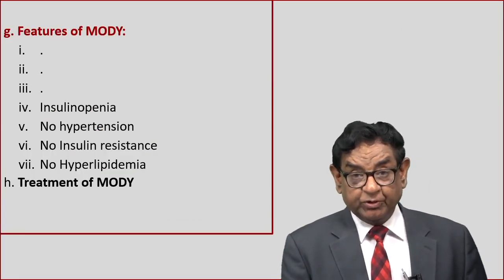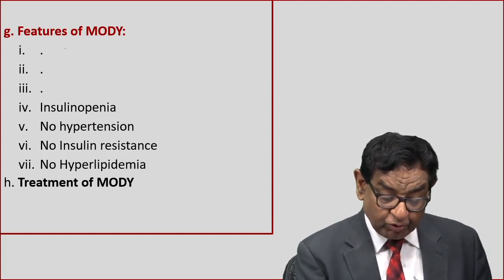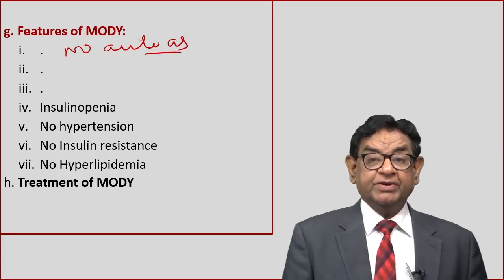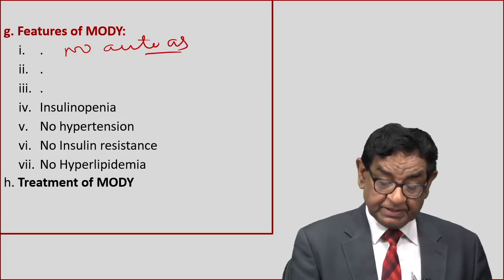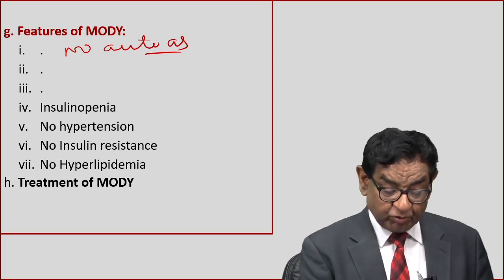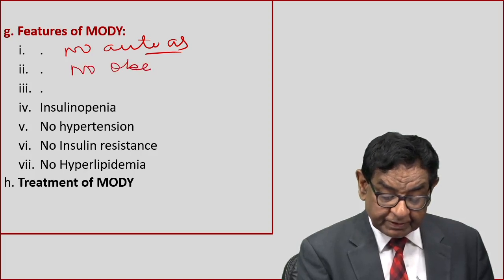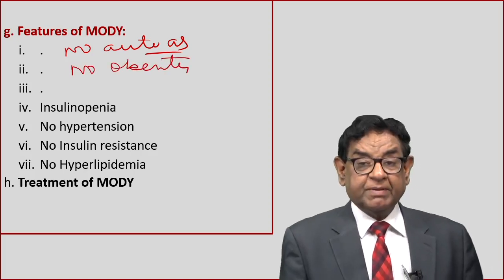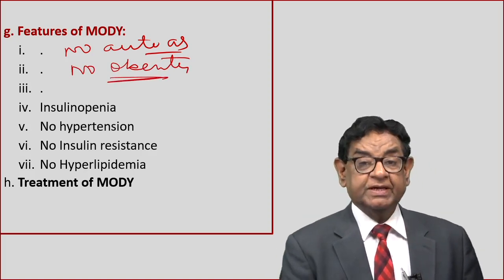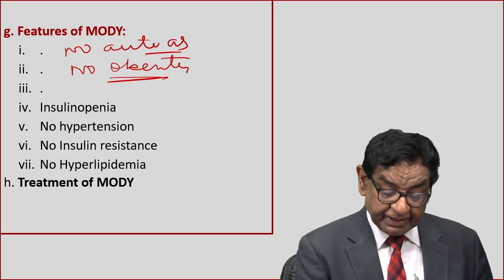Now what are the features of MODY? Remember I said kind of type 2 diabetes, but still remember there are no autoantibodies. This is one point which differentiates it from type 1 diabetes. Remember, it is occurring in the young patient. Even type 1 diabetes occurs in the younger patient, but has no antibodies here. No obesity. Again, remember, it's a kind of type 2 diabetes, but obesity is not a feature. Remember, in a traditional case of type 2 diabetes, obesity is a very important feature.